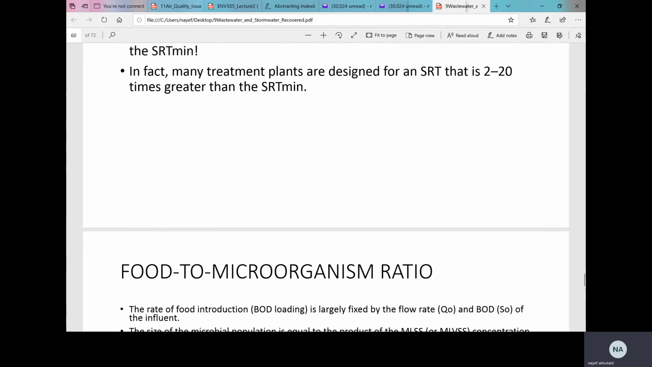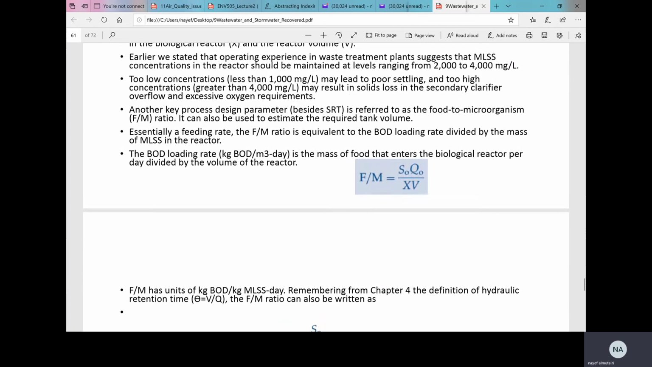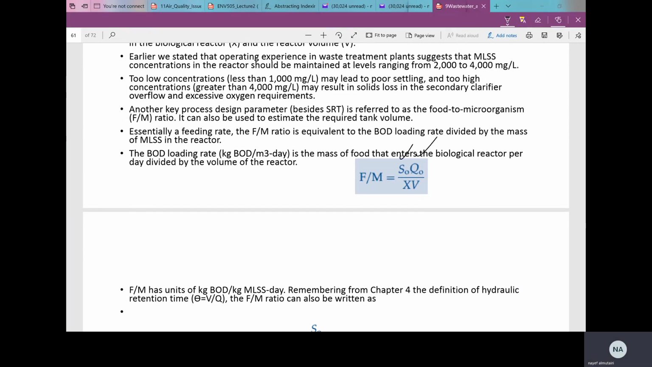So now we come to a very important concept, food over microorganism ratio. Food over microorganism ratio is, as mentioned in class, it's S naught, substrate initial, times flow rate initial over XV. Okay?